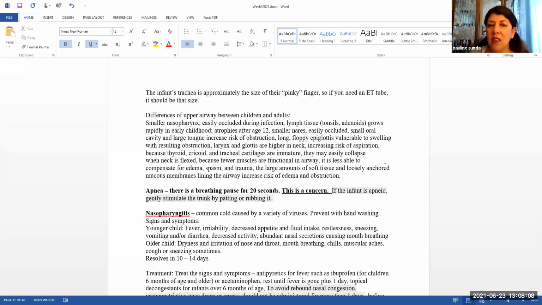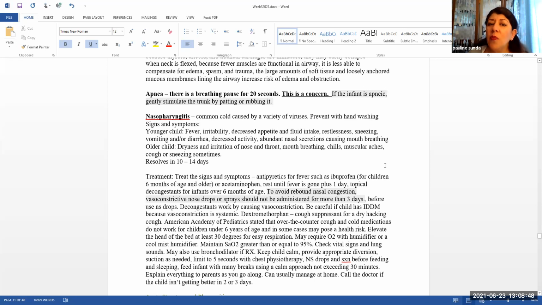There are many differences between an adult and a child's airway. They have a smaller nasopharynx, which means it is more easily occluded during infection. The lymph tissue grows rapidly in early childhood, but then it atrophies after age 12. They've got small nares, again, more easily occluded. A small oral cavity and a large tongue can increase risk for obstruction. Ultimately, because of a lot of soft tissue and loosely anchored areas, they are at higher risk for obstruction and edema.